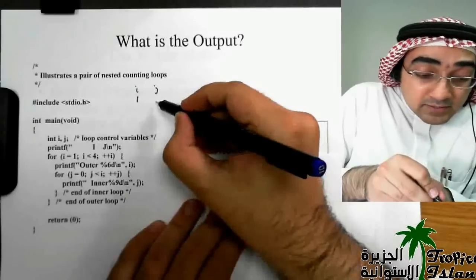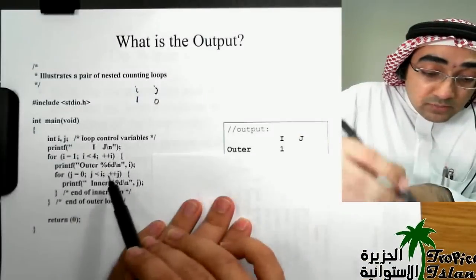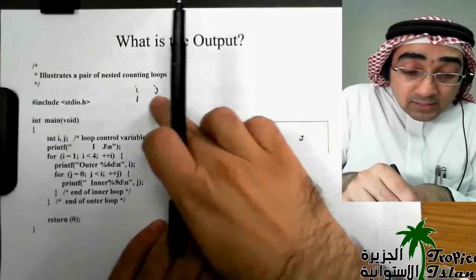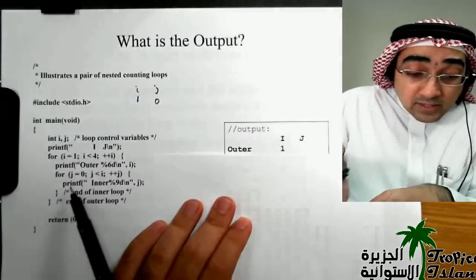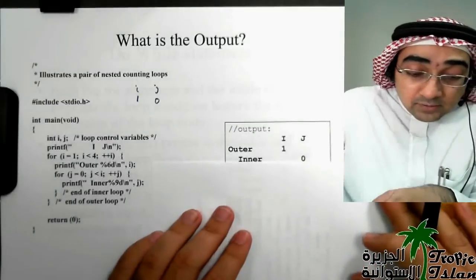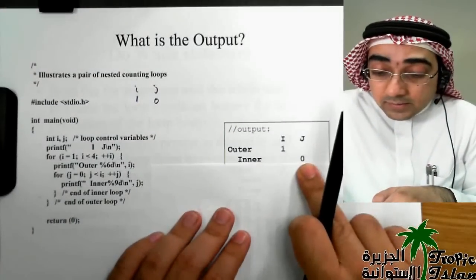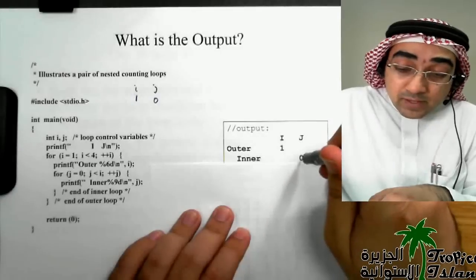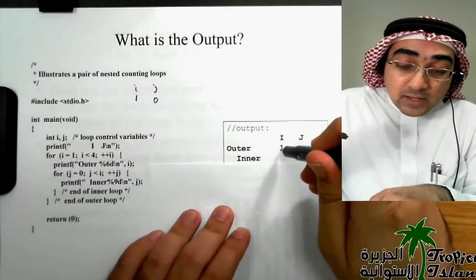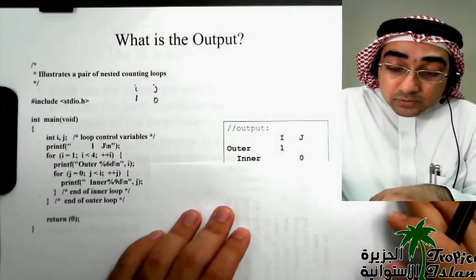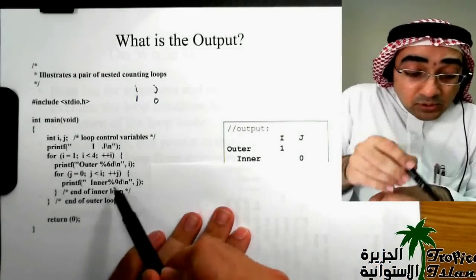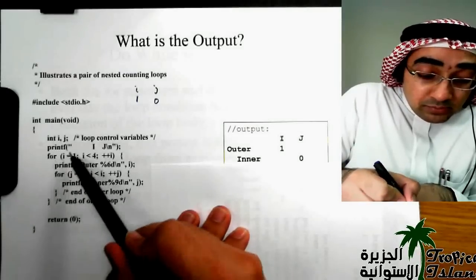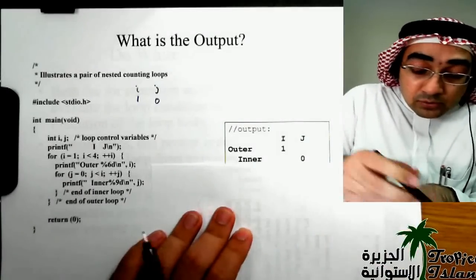And then I start for j equals 0, so j is going to become 0. Is j less than i? Is 0 less than i? Yes, that is true. You print inner, and you print the value of j, so inner is 0. So I'm printing the value of i in the first one and the value of j in the second one. i represents the outer loop, j represents the inner loop. I'm only going to print the j when I'm in the inner loop, and I'm only going to print the i when I'm in the outer loop.